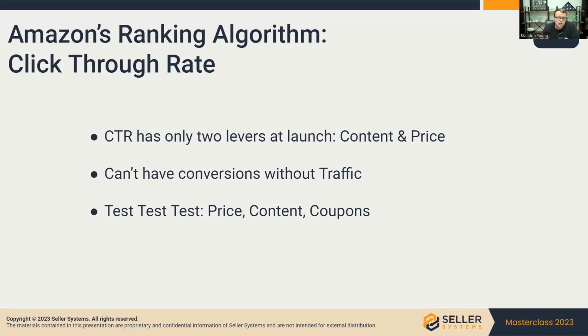Now, you can't have conversions without traffic. So keep in mind that if you don't get clicks, you can't make sales. And the final thing is that because your content is so important and your price is so important, the three things you can constantly test when you first launch your product are different price points, different content, so different main images, different secondary images once you get them in, and different coupon amounts. You should control those. The coupon is really a portion of price. You can put a bigger coupon, which ultimately lowers the price that they pay. So control those three levers.